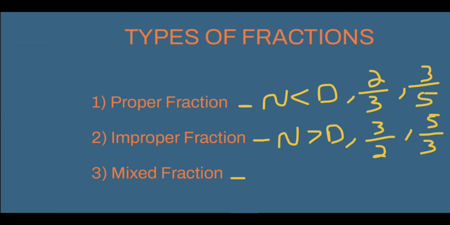Now the mixed fraction. Any fraction that can be written in the form 3 1 by 3, that means I'm having a whole number and a proper fraction part. Another example, 2 1 by 2. Here also I'm having a whole number part and also a proper fraction part. Any fraction that can be written in this way is called a mixed fraction.